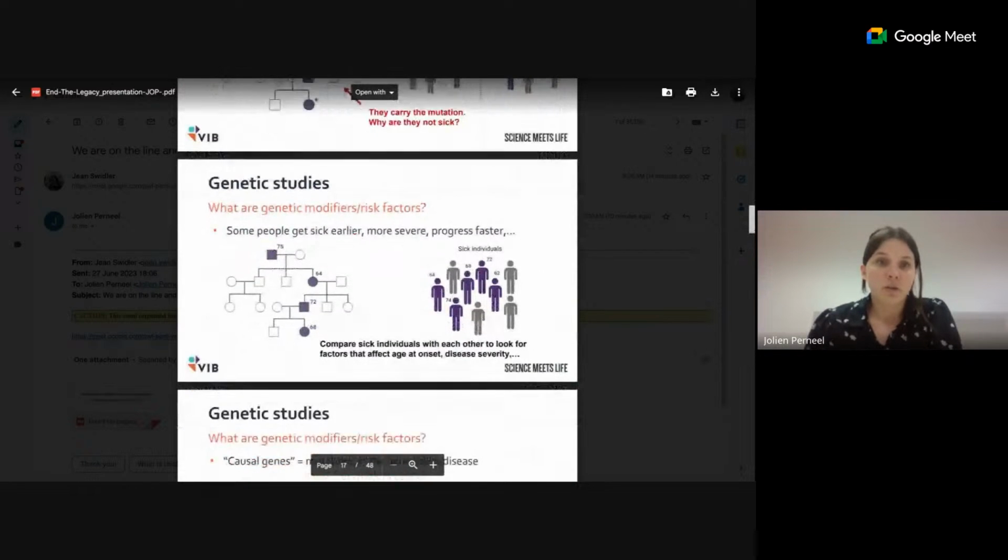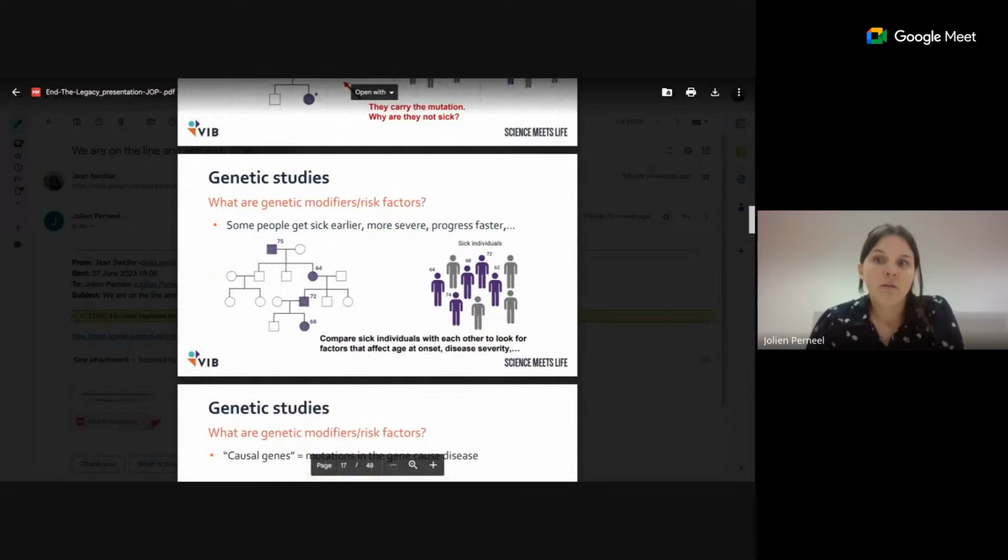In addition, there is also a lot of variability between individuals in terms of the disease onset, the disease severity, or also the progression of the disease. Some people progress faster, and we can also use genetic studies to compare between these sick individuals. So we compare them against each other to look for factors that affect the disease presentation or the age at onset.